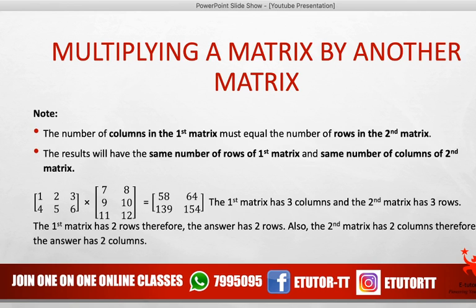In the example we just did, where we got 58, 64, 139, 154, the first matrix has 3 columns and the second matrix has 3 rows. The first matrix has 2 rows, therefore the answer has 2 rows. Also, the second matrix has 2 columns, therefore the answer has 2 columns. These are important things to take note of, so when you do it, you know whether your answer is correct by checking that it has the same number of rows as the first matrix and columns as the second matrix.